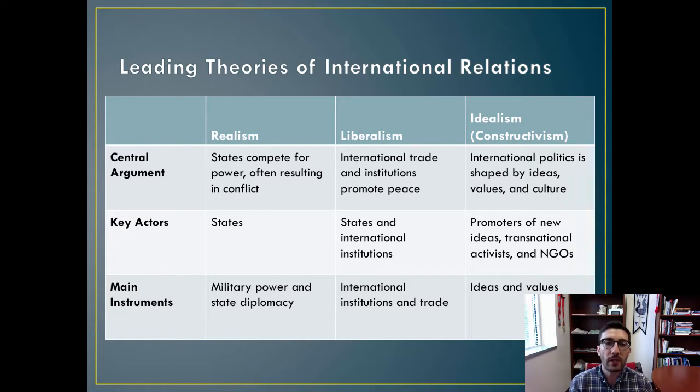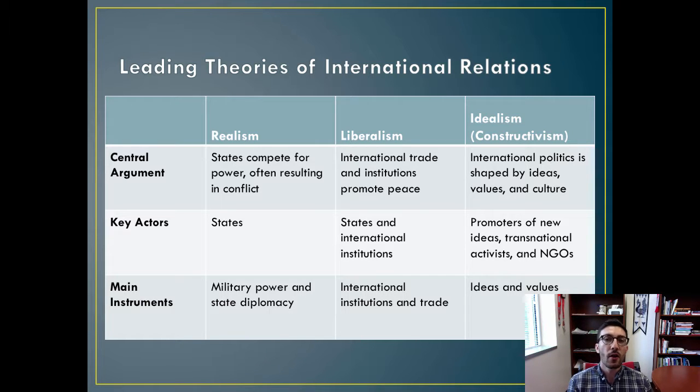So unlike realists, it's not just about power, and unlike liberals, these idealists or constructivists think that it's not just about institutions. It's about things that are even broader in their orientation, things that are more abstract, maybe more difficult for us to really pin down, but they're just as, if not more, important than the other things that liberals and realists argue.